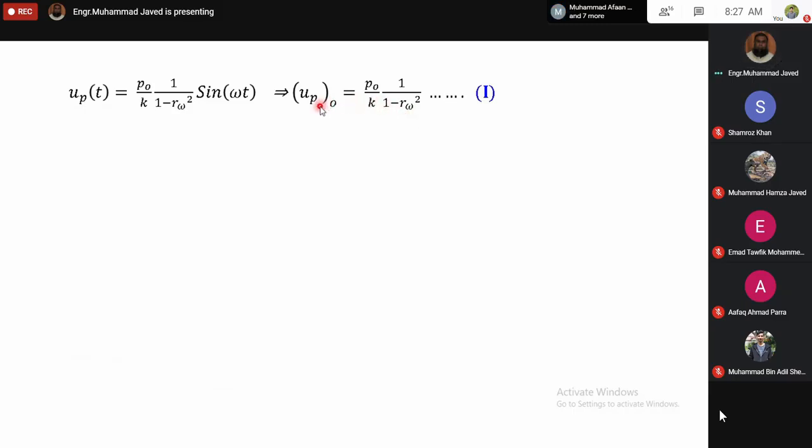UP naught is provided, P naught is given, but k and r omega need to be calculated. So r omega frequency ratio is represented by omega over omega n. Omega n is under root k over m. Omega frequency of the force is also given, 75 radian per second. Mass is 2 kg. So we finally get this expression for r omega.